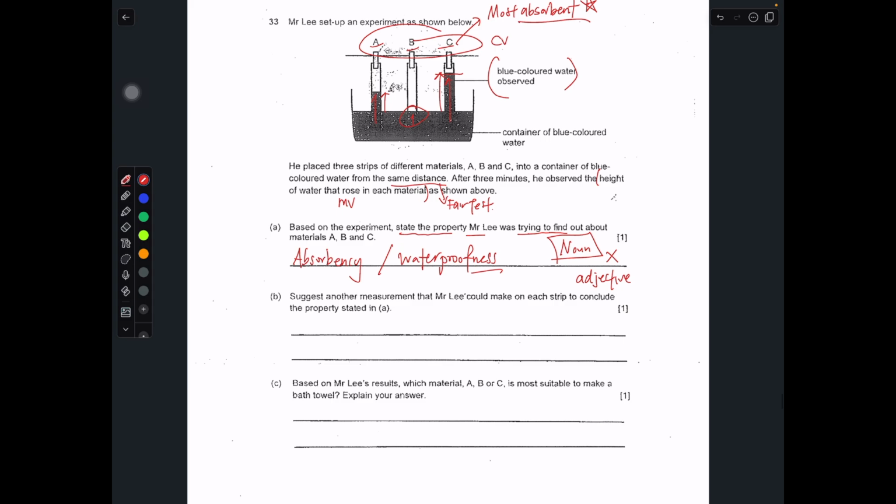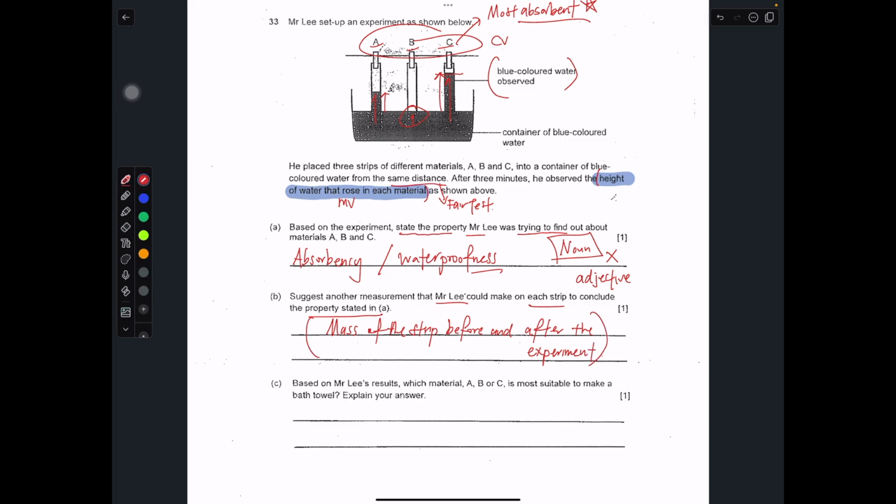Okay, state another measurement Mr. Lee could have made for each strip to conclude the property stated in A. So in this case, they are really asking you, other than finding the height the water rose in each material, what is another way that I can also find out the waterproofness or the absorbency of the material? Okay, another way is to look at the mass of the strip, whether it changed or not. So you can say mass of the strip before and after the experiment. Okay, there's no other better way to look at this.